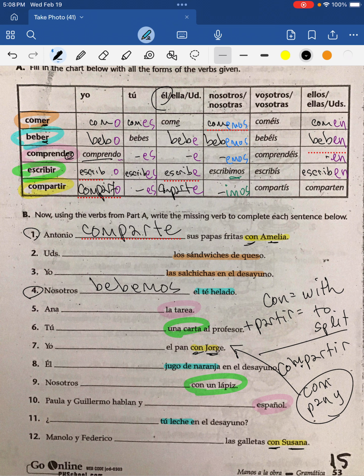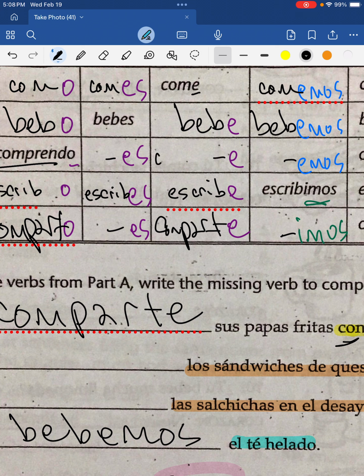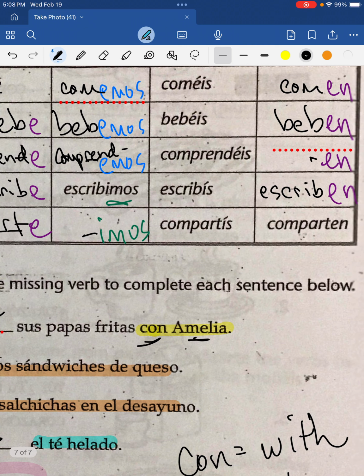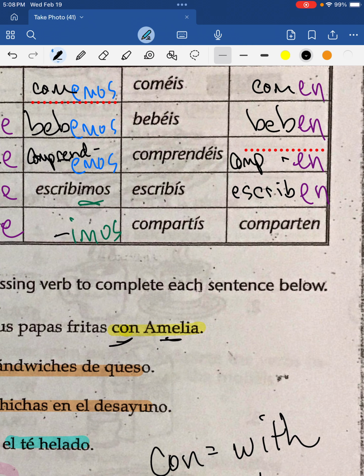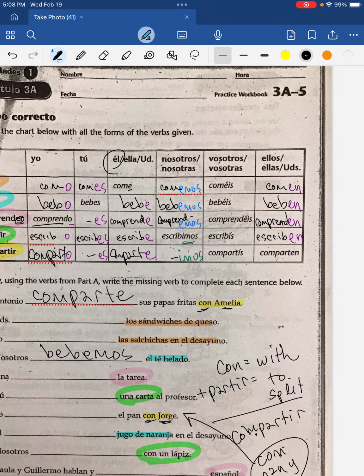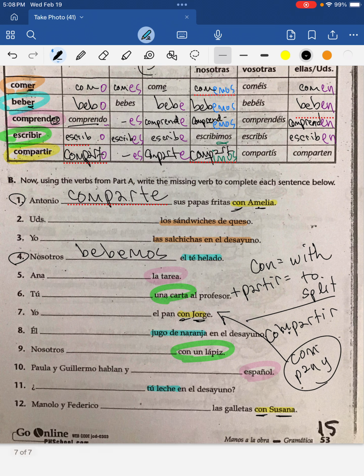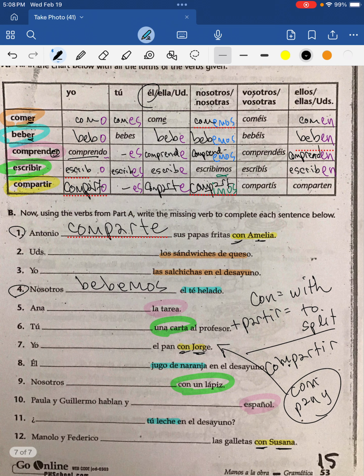All right. Speaking of that chart, I'm going to see if I can't squeeze in. Comprende. Comprendemos. Comprenden. All right. Now it is complete. Compartimos. We share. Yeah. Anyway, you're going to attempt all these items.